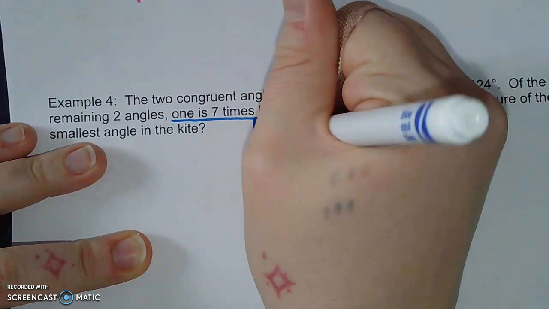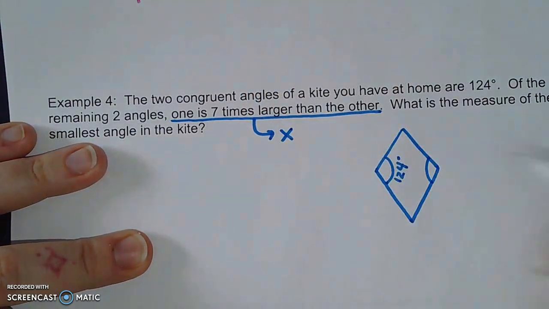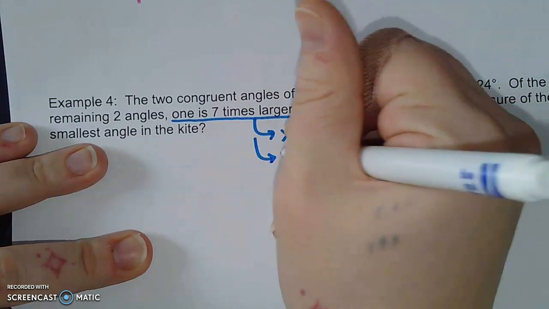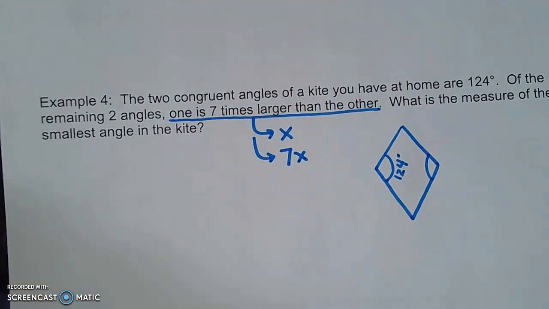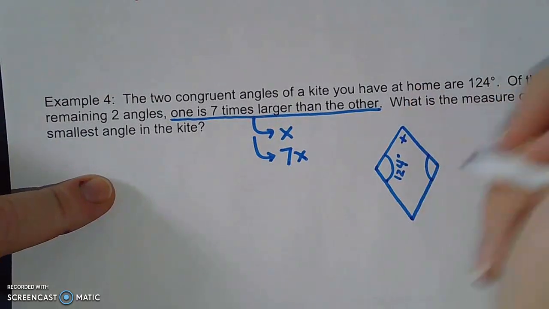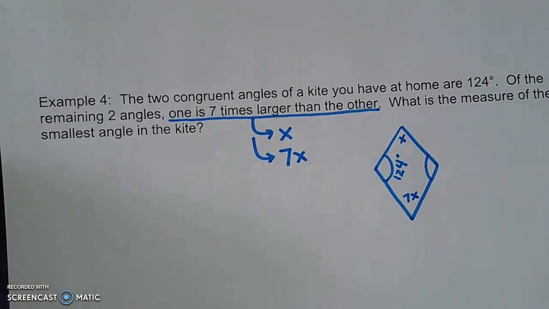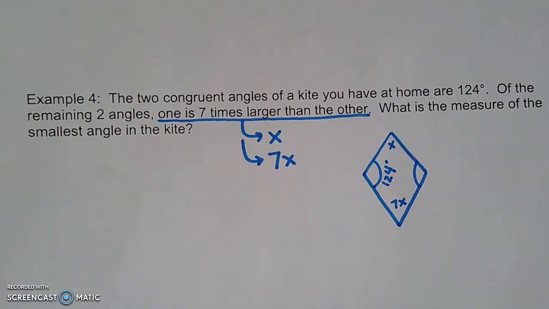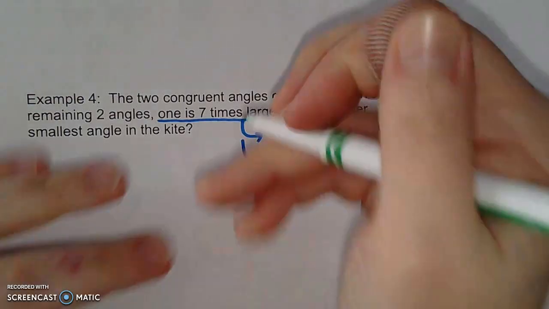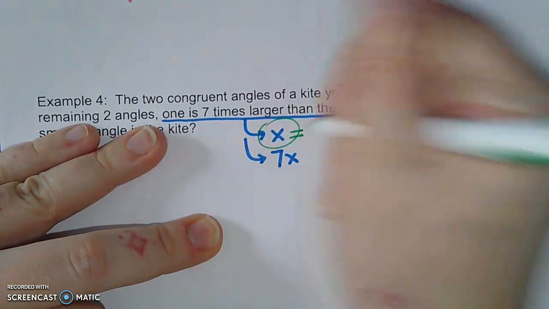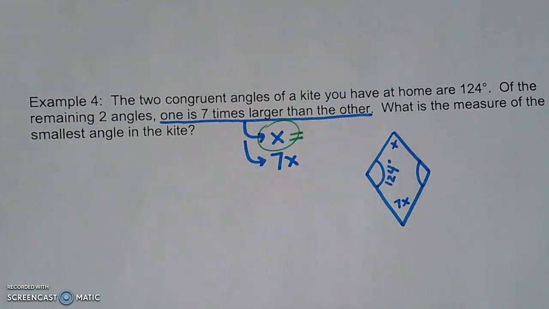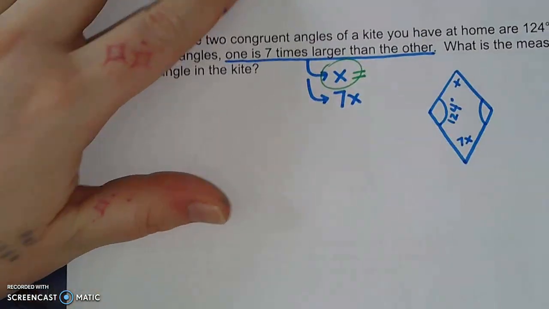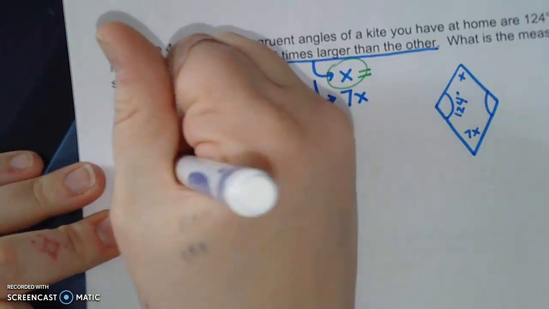So if I have an angle that is an x, then that means the other angle is going to be 7 times larger than that. So 7x. So maybe this is our x and this is our 7x. Okay. What is the measure of the smallest angle? So we're just going to make an equation and solve for x and find out what x equals. That will tell us what the smallest angle of the kite is. So let's set up an equation.